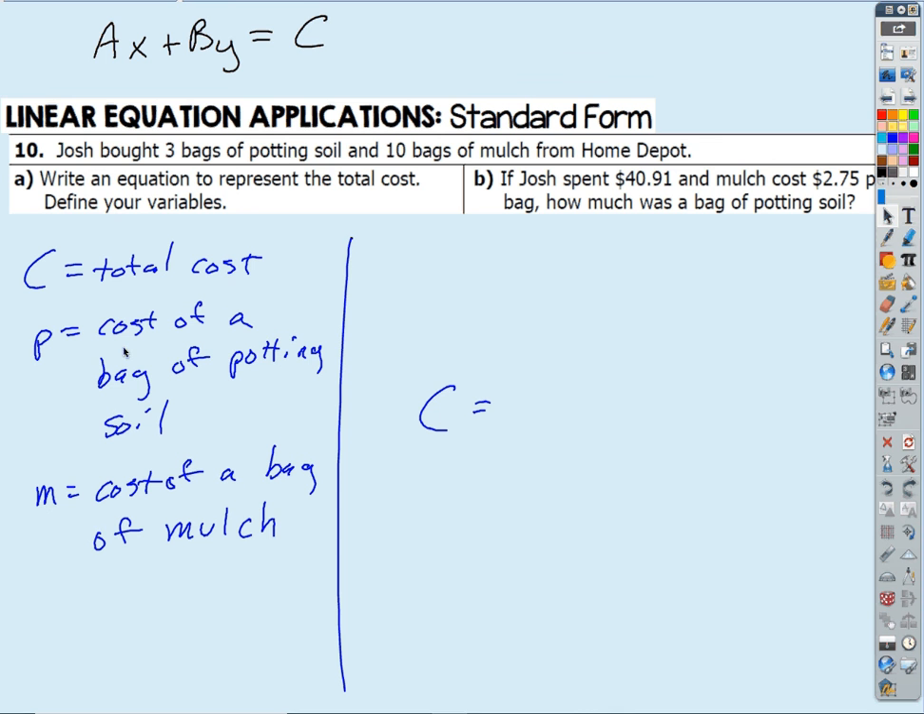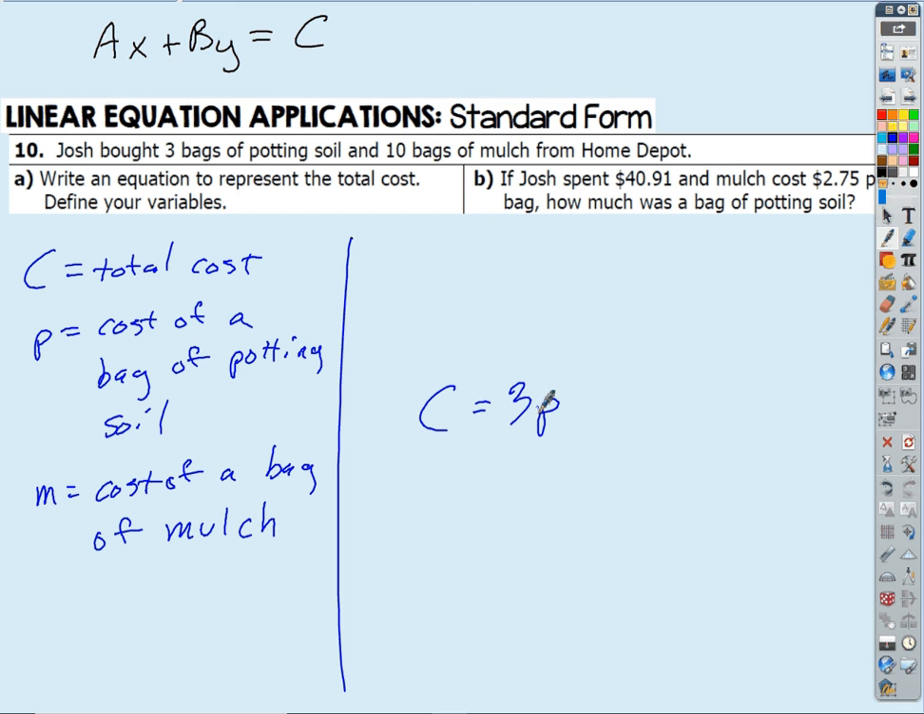Come on. I don't want the answer, I want to know how to write that. What am I going to put here? I think I heard it. 3P. Each bag of potting soil is P, and he's buying 3 of them. Oh, shoot, hold on. I got you. 3P. Everybody see that? Okay, what's that mean?